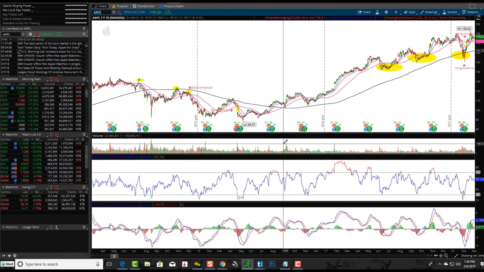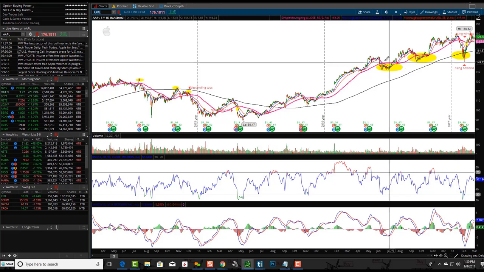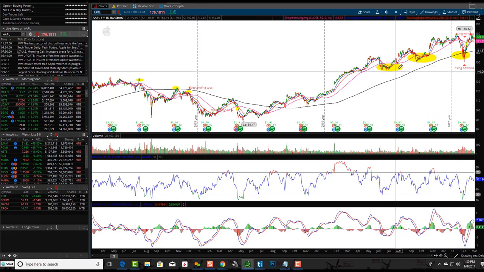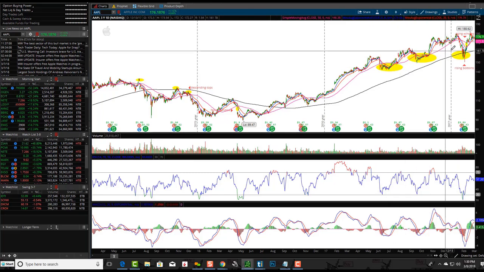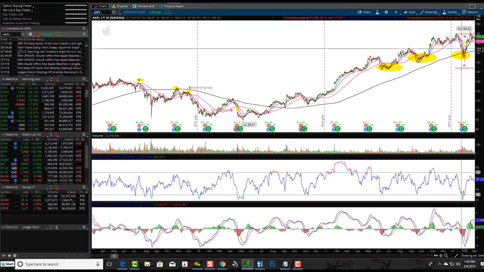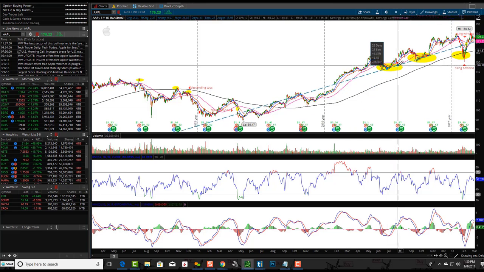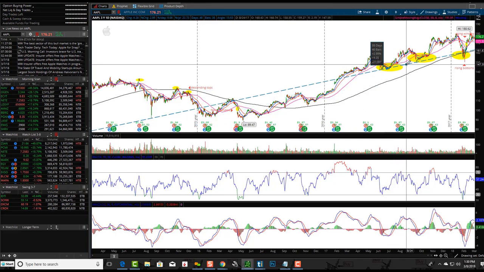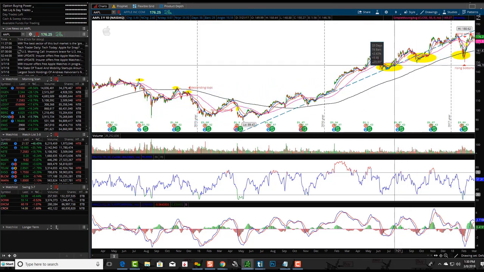Let's look at Apple, right? So you can see here's a low, like a base here, and a base here. Higher lows, right? The lows are getting higher. I can connect these three lines right here.